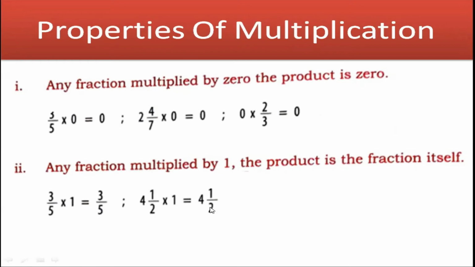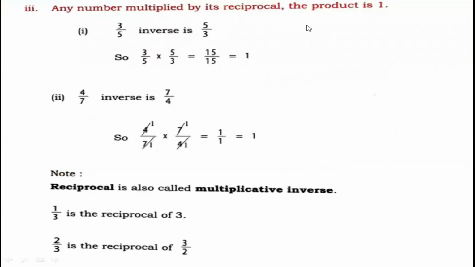Any number multiplied by its reciprocal, the product is 1. For example, 3 by 5, inverse is 5 by 3. So, 3 by 5 into 5 by 3 equal to 15 by 15. Your answer is 1. Now, 4 by 7, inverse is 7 by 4. So, simplify. 4 by 7 into 7 by 4, that equal to 1 by 1. That equal to, answer is 1. Note, reciprocal is also called multiplicative inverse. 1 by 3 is the reciprocal of 3. 2 by 3 is the reciprocal of 3 by 2.